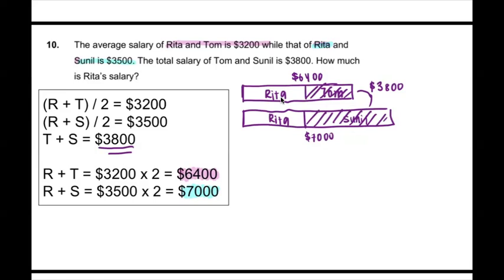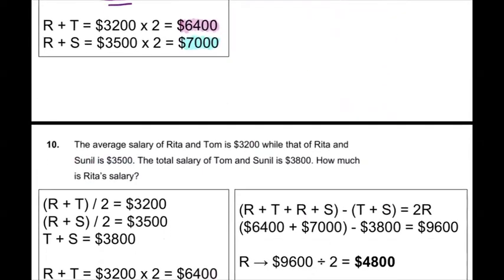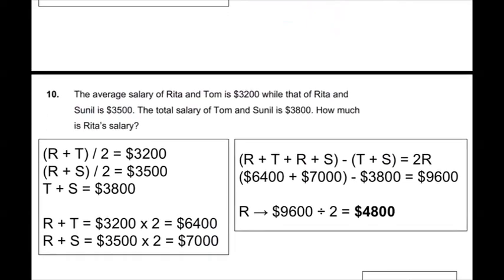So what you can do is you are able to now find this part, this Rita, as well as this Rita. Okay, so how do you do that? You will need to minus. So you add both values, you add Rita and Tom, which is 6,400, and then you add Rita plus Sunil, which is 7,000, and then you get rid of the ones that are shaded. You will find the two Ritas. Okay, so this was what I meant. First you add them up, and then you get rid of Tom and Sunil.